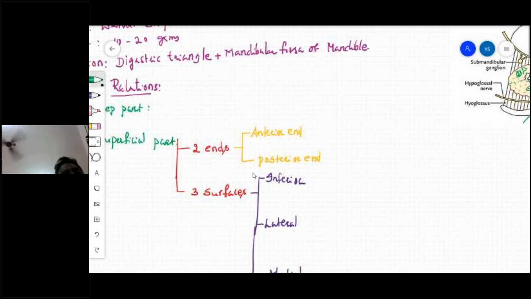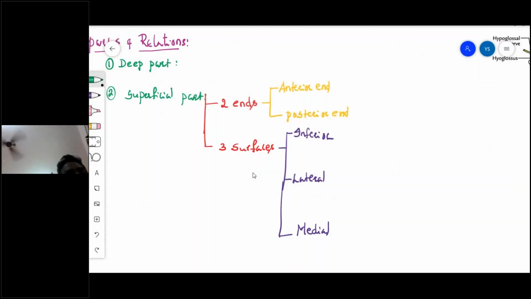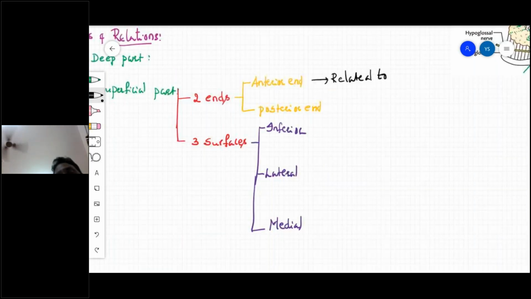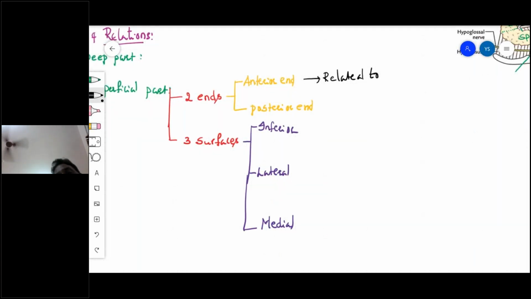So usually now we come to the nodes of the ends. In the nodes of the ends, anterior end is related to anterior belly of digastric.